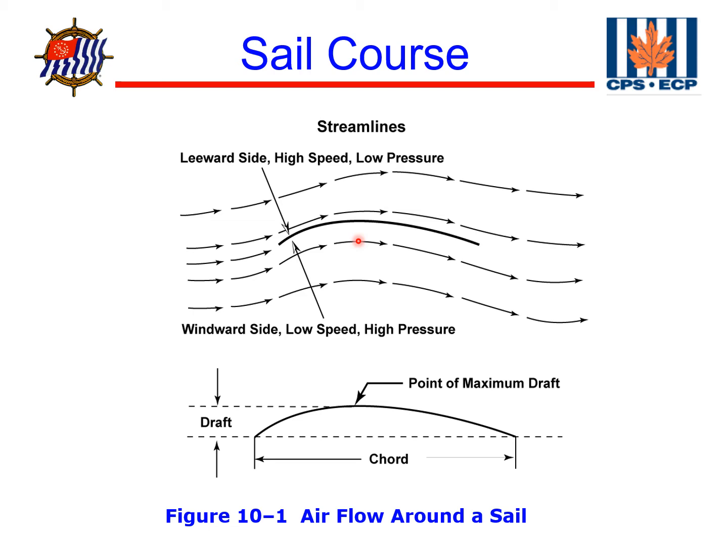The terms chord and draft are also very important for us to understand. So let's look down here. Our chord is our line from the front of the sail to the back of the sail. And our draft is this area here from the chord line up, it's the maximum area of the sail. So in here would be our maximum point of draft. That's our draft of the sail.